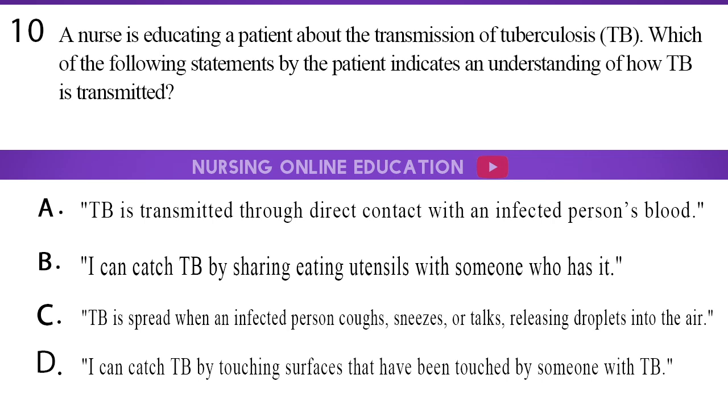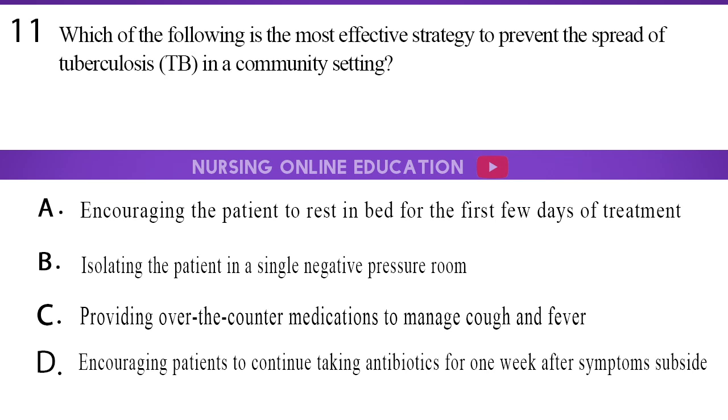D. I can catch TB by touching surfaces that have been touched by someone with TB. The answer is option C. TB is spread when an infected person coughs, sneezes, or talks, releasing droplets into the air. 11. Which of the following is the most effective strategy to prevent the spread of tuberculosis, TB, in a community setting? A. Encouraging the patient to rest in bed for the first few days of treatment.